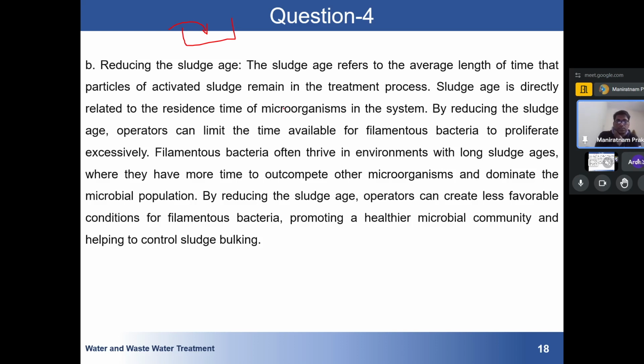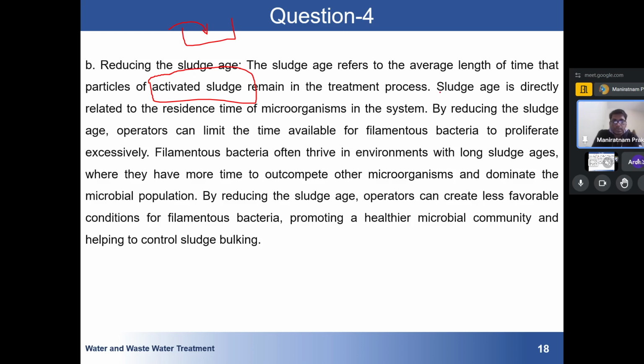So first, read about this. What is sludge age? The sludge age refers to the average length of time that a particle of activated sludge remains in the treatment process. This activated sludge is a combination of many things, including microbes. The sludge is activated because it contains microbes that help in the decomposition of organic matter present in our system. The average time required for the whole process is known as sludge age.